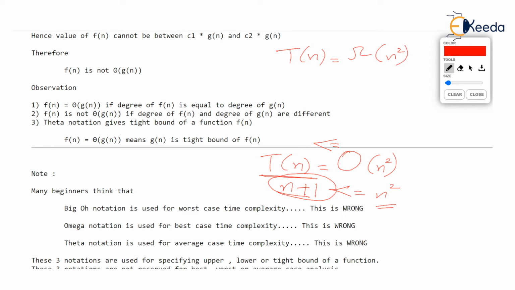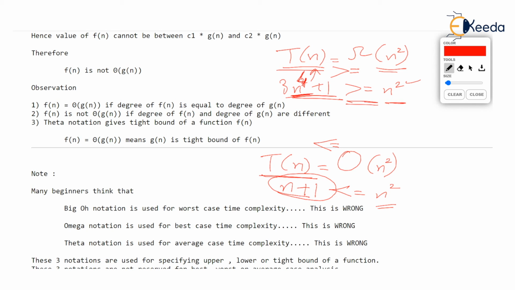Now, suppose somebody tells you Tn is omega of n square. Then what it means is that degree of Tn is greater than or equal to degree of n square, because omega means Tn is greater than or equal to n square. So if you have 3n square plus 1, this can be Tn because it is greater than or equal to n square. Degrees are equal. But this can be 3n raised to 4 also, because the degree is 4 here, which will be greater than or equal to n square.